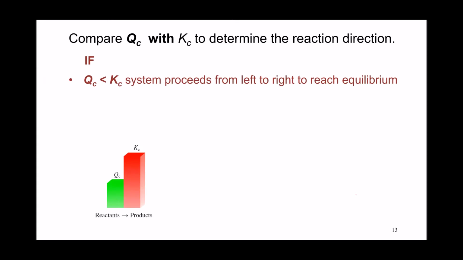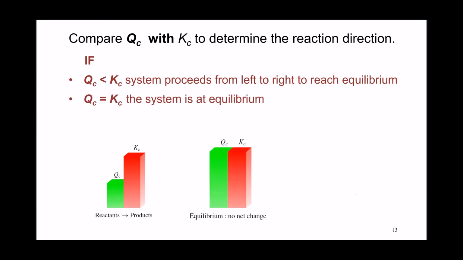If your reaction quotient is smaller than the actual equilibrium constant for the reaction, the system will have to go to the right-hand side to make more products, to make the ratio go up till it equals the equilibrium constant for this reaction. If your reaction quotient is equal to the equilibrium constant, it means that the system is already at equilibrium. So no change is going to be needed.